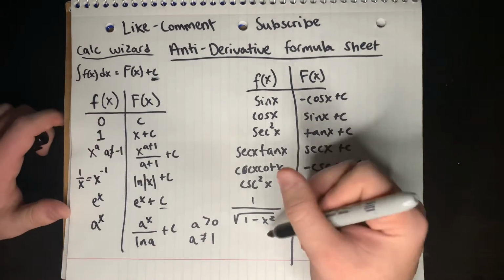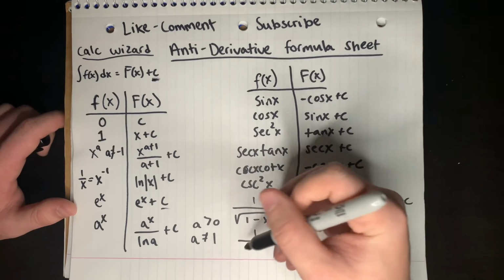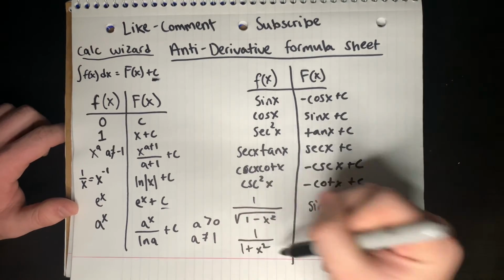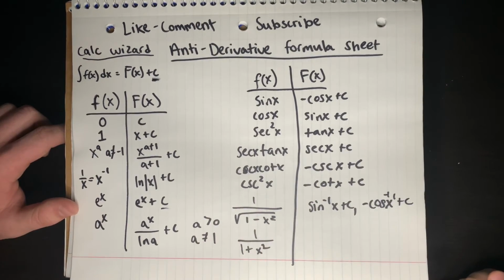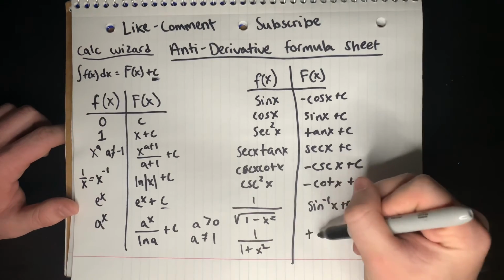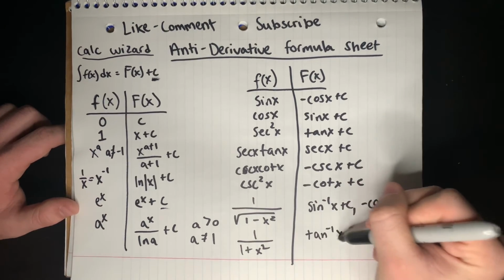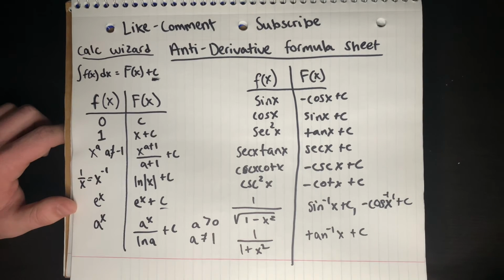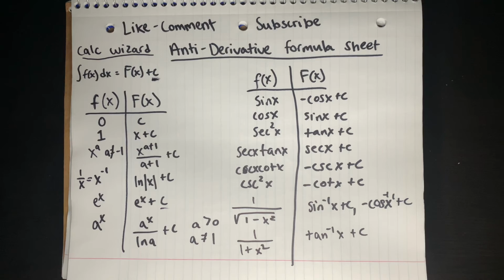Next, we're going to get into our 1 over 1 plus x squared, and the antiderivative of that is our tangent inverse of x plus, guess what? You called it, that c value right there. And that's going to be our last one.